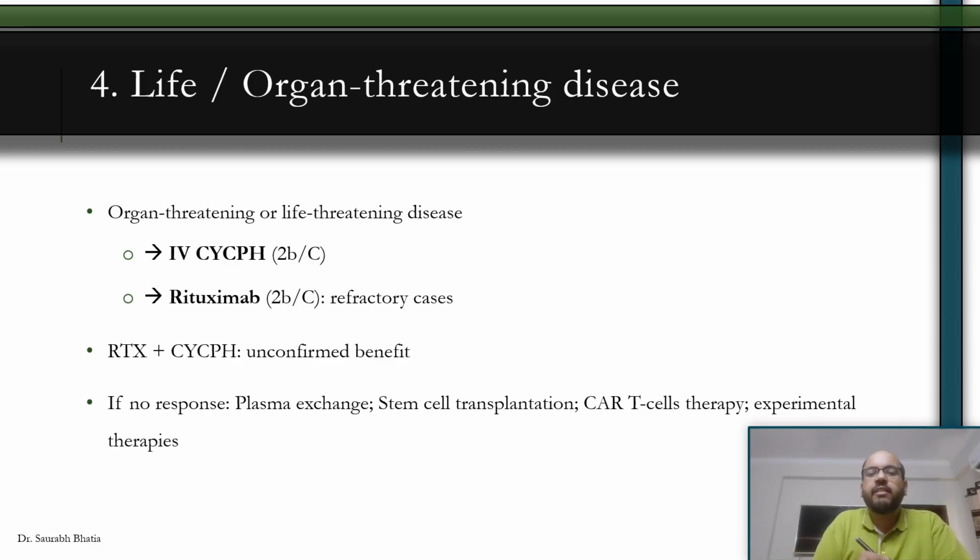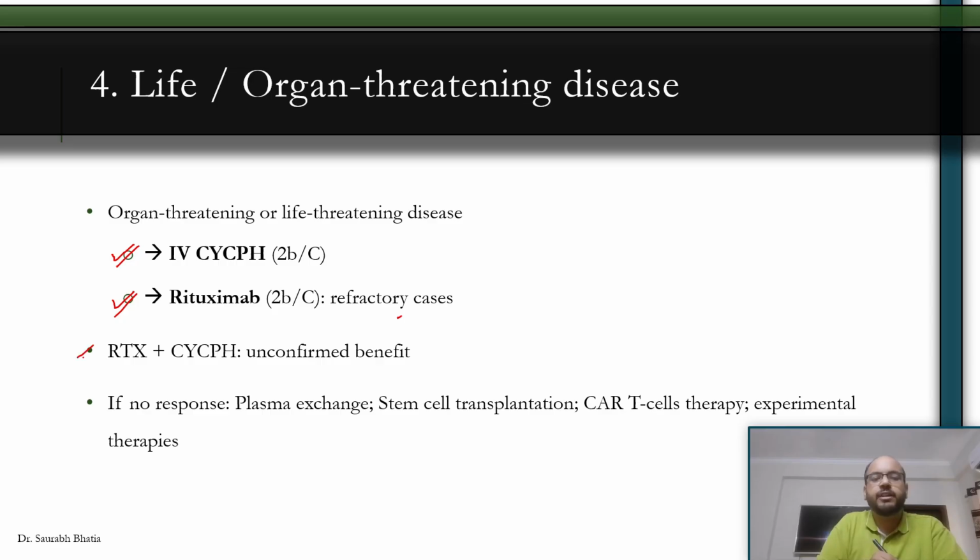In case of life or organ threatening disease, when organs are threatened, you can add IV cyclophosphamide or rituximab in refractory cases. So you start with HCQ, glucocorticoids plus or minus, and if that is not working, you go for second line immunosuppressive drugs or biologicals. If that is not working, go for an IV cyclophosphamide pulse. Another recommendation is rituximab, which can be used.